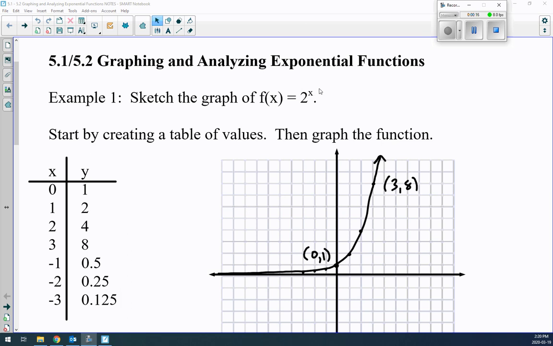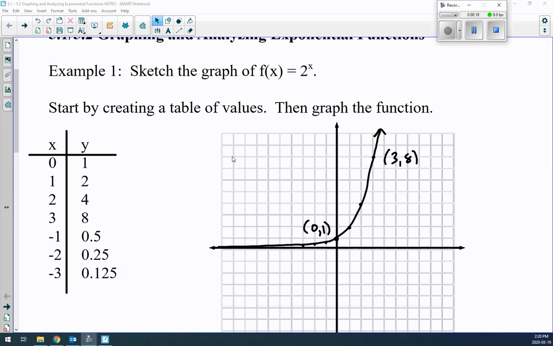So what we're doing here is, if you notice, the x value is the exponent now. So let's do a table of values and we'll plug it in. So for the table of values, x will pick like 0, 1, 2, 3, -1, -2, -3. So we plug those in. And you'll notice 2 to the 0 is 1, 2 to the 1 is 2, 2 to the 2 is 4, 2 to the 3 is 8.